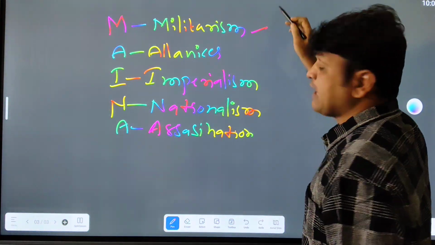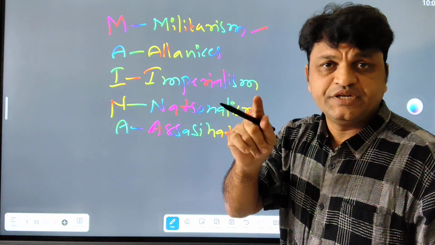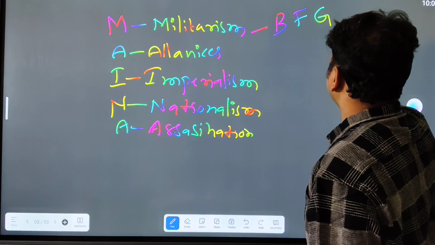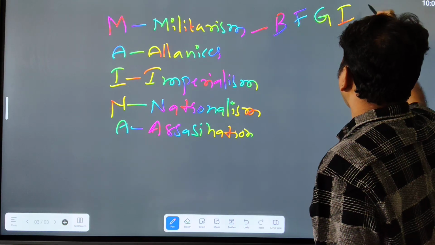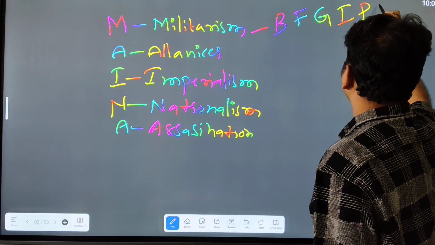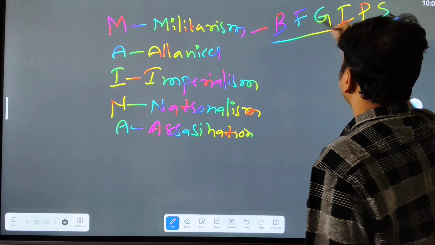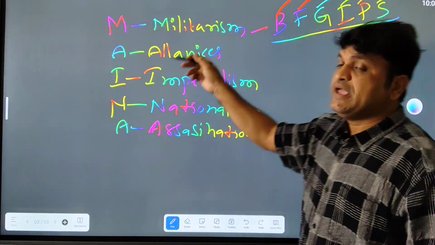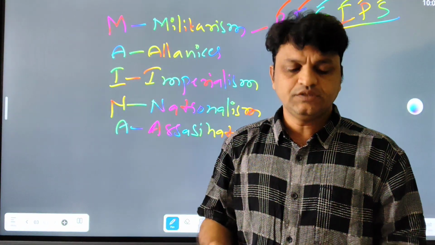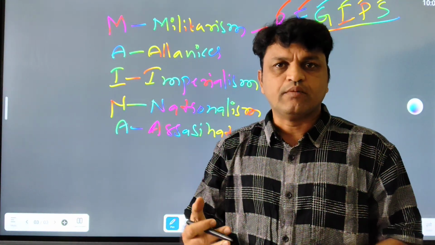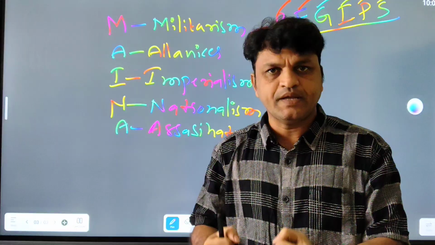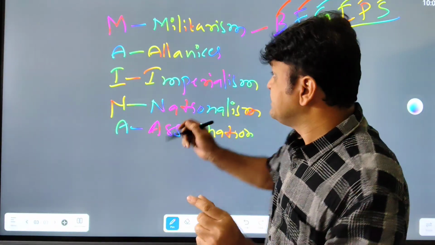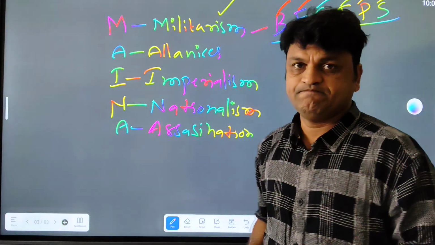Because Britain, I am using the shortcut. B stands for Britain. Britain, France, Germany, Italy, Portugal and Spain were increasing their military power. Means they are recruiting soldiers, they are modernizing their army with guns and weapons. Day by day they are increasing their military power, and this increasing military power is called militarism.